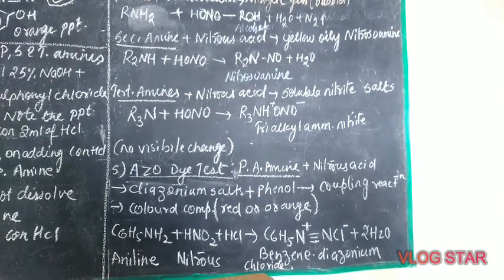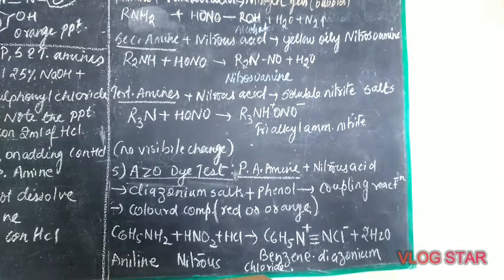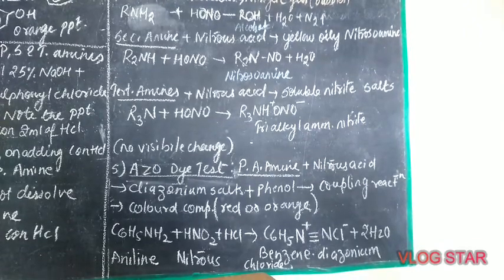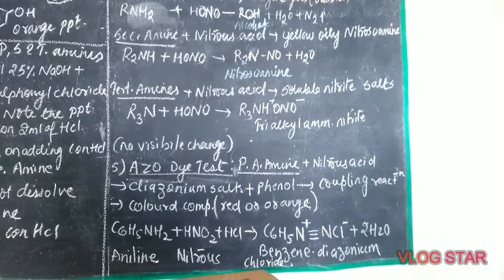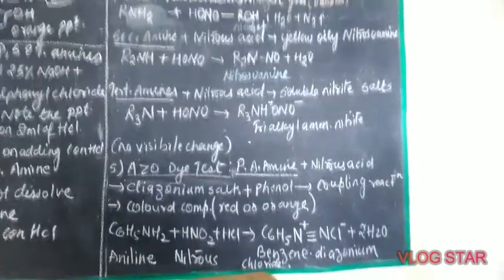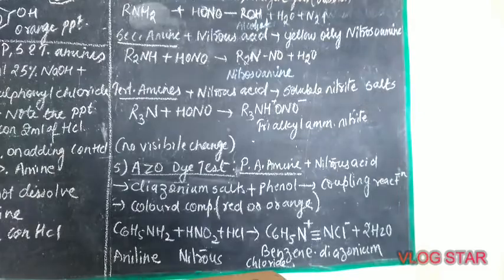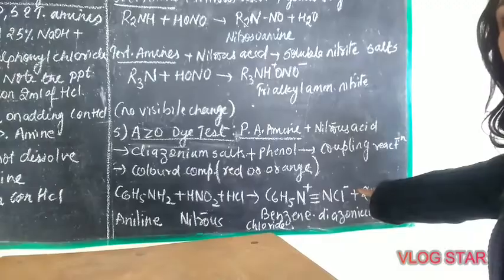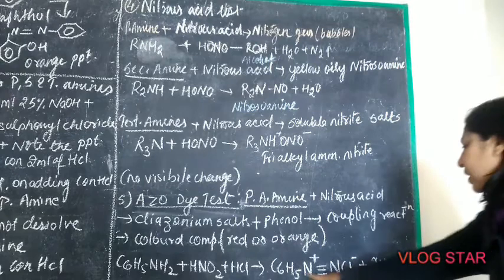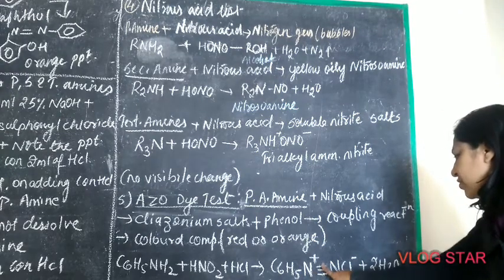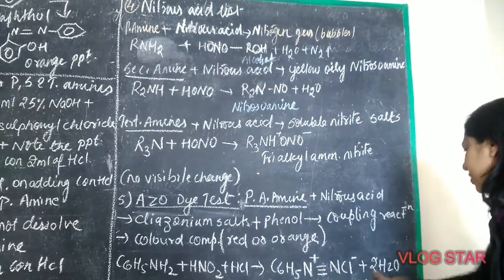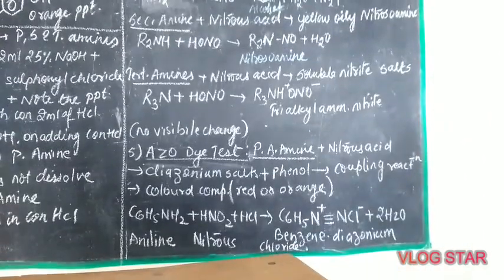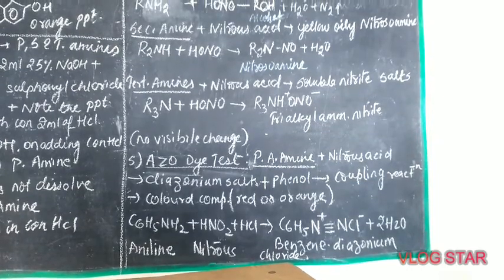Now the reaction is C6H5NH2, this is aniline, a primary aromatic amine, plus HNO2, nitrous acid, plus HCl. It gives C6H5N+≡NCl- plus 2H2O. This C6H5N+≡NCl- is benzene diazonium chloride.